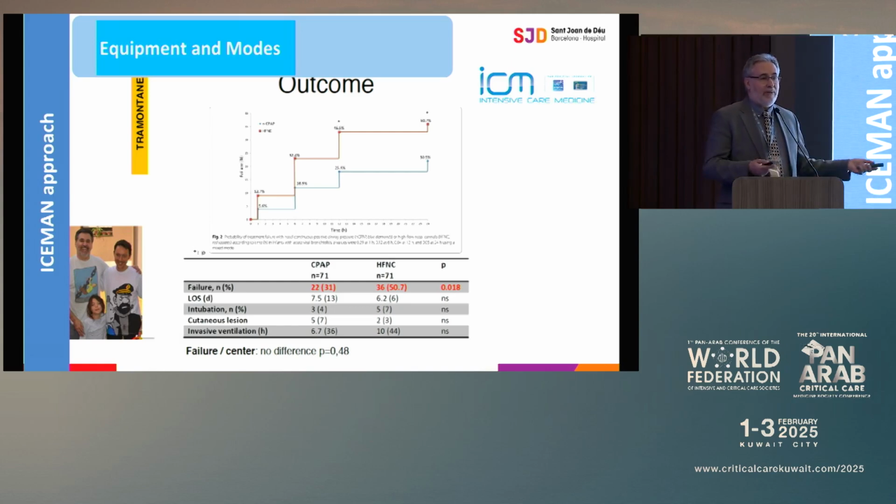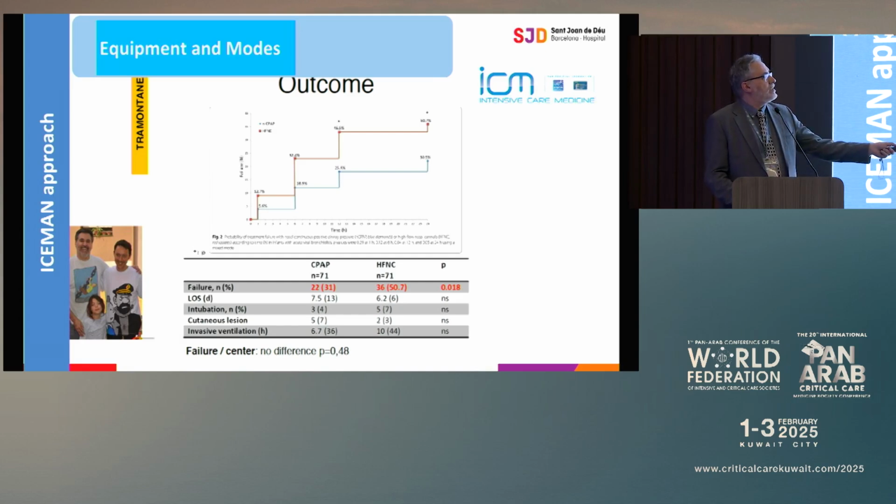Most of the young people don't know about that, or only know about the pictures in Hollywood that Steven Spielberg did years ago. But there is a very nice paper showing the failure rate with CPAP, blue, is 30%. The failure rate with high flow nasal cannula is 50%. And what is interesting is that the reason for failure was totally different.